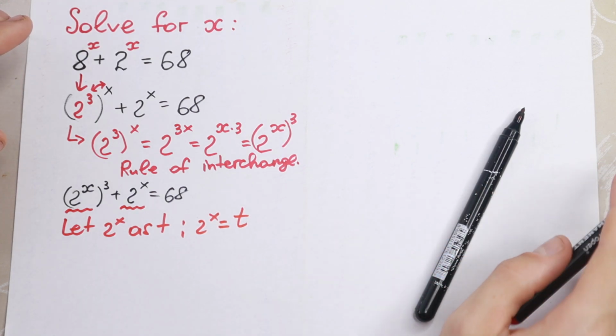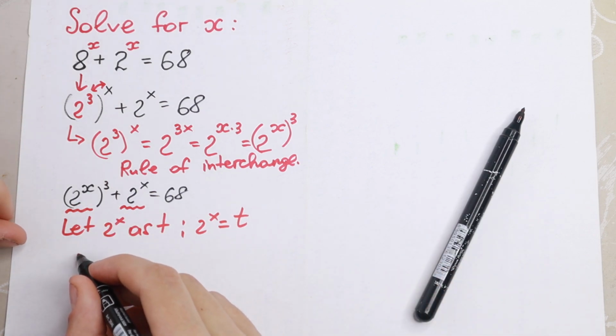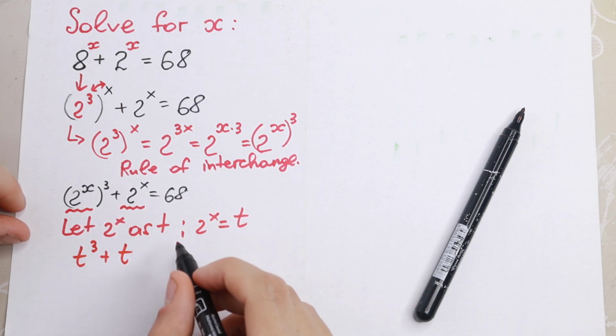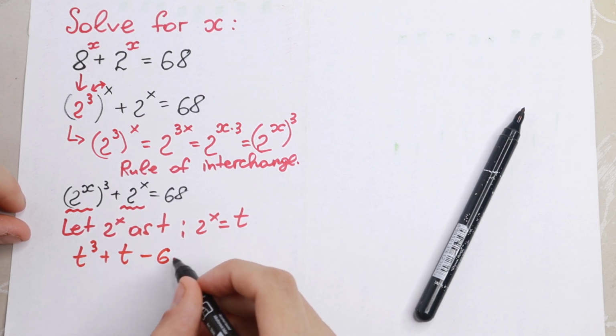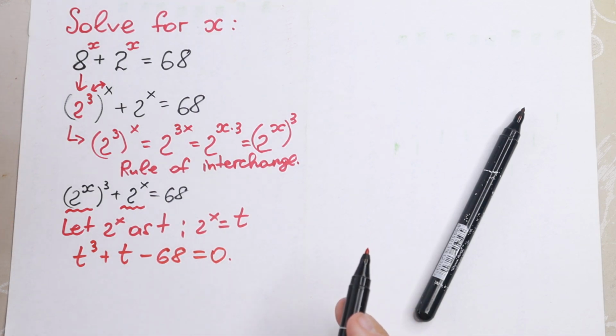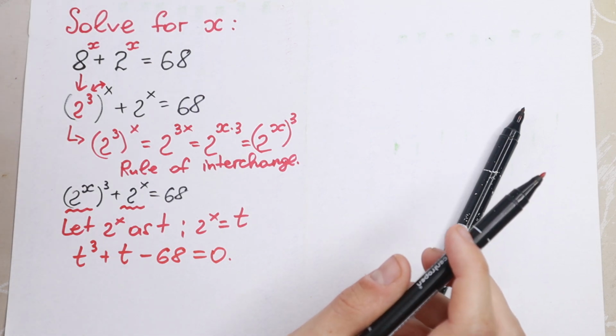So let's write an equation. What we will have right here is not t but t cubed, because we have the third power. So t cubed plus t, and I bring this minus 68 to the left, equal to 0. So this is our cubic equation. I hope you understand this step. First, the rule of interchange, and second, a substitution.